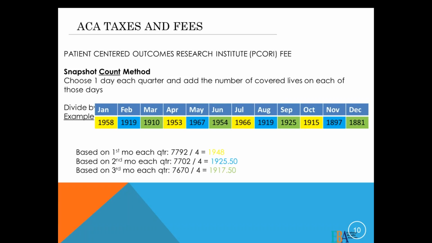Employers can use any day of the quarter to make a snapshot count. What I'm illustrating on this slide is using the first day of the month, but using each of the 3 months. So 1,948 is the quotient, or the answer, using the first month in yellow of each quarter. We look at 1,925.50 for the second month, which is in blue, and 1,917.50 for the third month in the green. There's no direct guidance from the IRS, but the examples and the regulations do drop the decimal point.